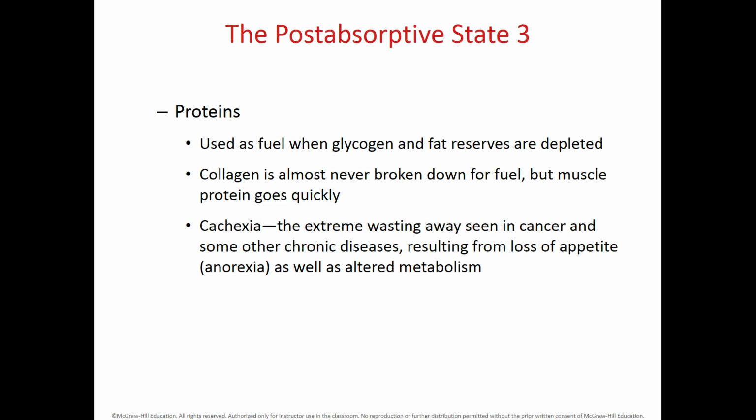And out of the proteins that we have in our body, usually collagen is preserved, so it's almost never broken down for fuel, but actin and myosin in the muscle will start releasing their amino acids so you can form proteins. So you can reach up to a point where you lose so much protein that you call this cachexia, in which you have extreme wasting away of proteins. But in this case, usually it's when you have diseases like cancer or any other chronic disease.